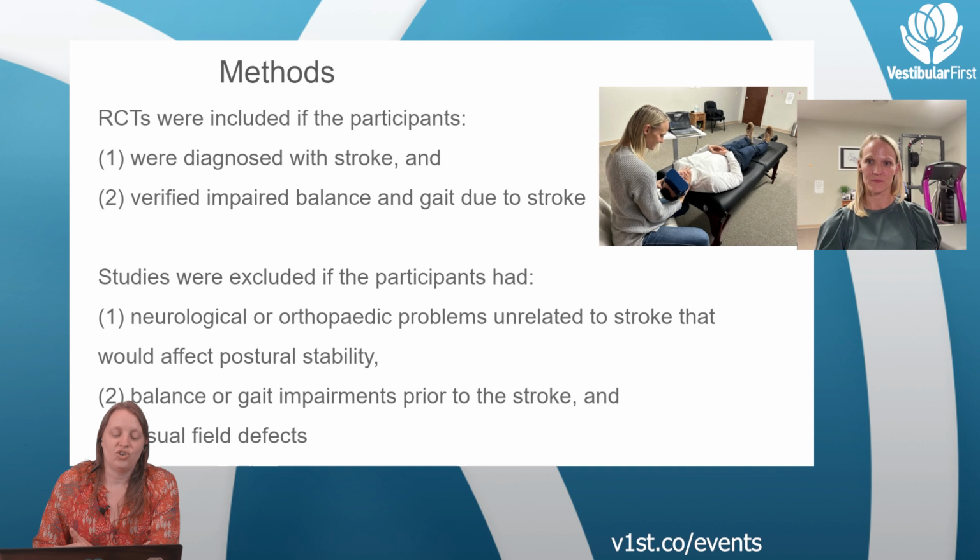So they included trials if the participants were diagnosed with stroke, which seems pretty clear that that was their focus. And then also if they had verified impaired balance and gait due to stroke for the participants in those individual studies they looked at. And they excluded studies if there were neurologic or orthopedic problems unrelated to stroke that would affect postural stability, which makes sense. They're trying to be more pure about what the vestibular rehab could be helping. They also excluded folks who had balance or gait impairments prior to the stroke, and they excluded those who had visual field defects.